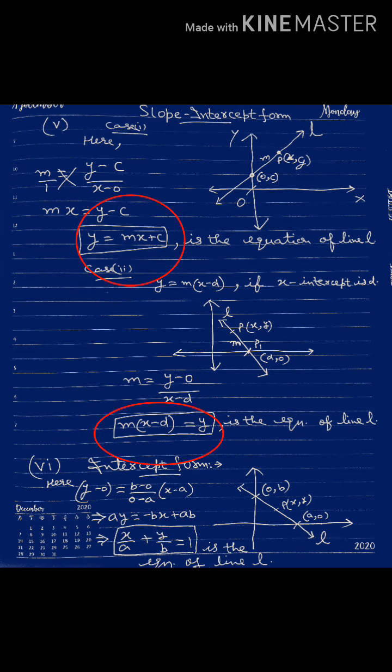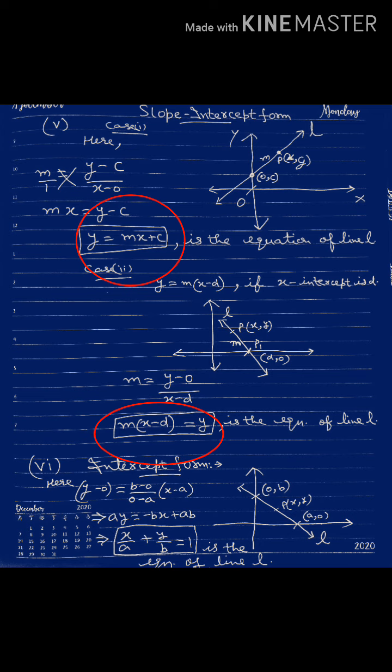Next point, slope intercept form. When intercept is given along y-axis, then equation of a line is given by y is equal to mx plus c, where c is intercept and m is slope of a line. Intercept may be given along x-axis. Here second case is there, if the intercept is d, then y is equal to m(x minus d).